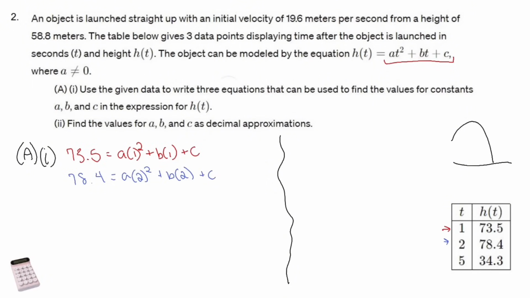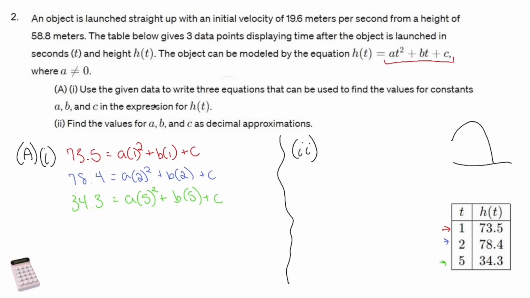And the third equation that I can find is going to be 34.3 equals a times 5 squared plus b times 5 plus c. 3 equations, 1, 2, 3. Check, check, and check, baby. Now let's do the double I.